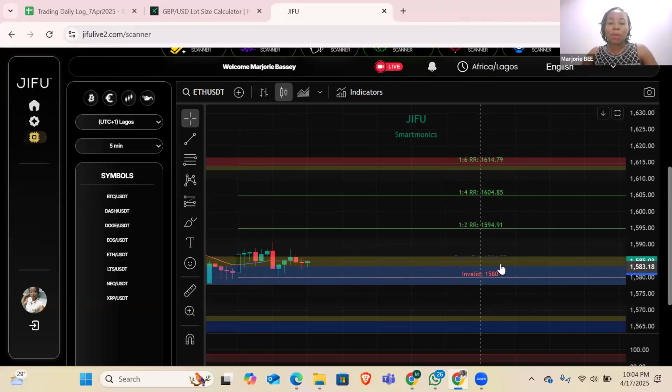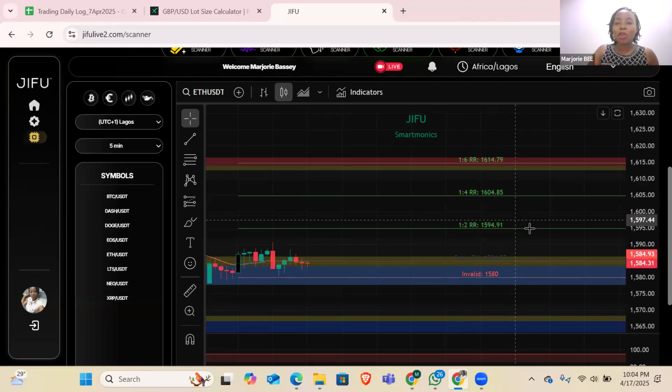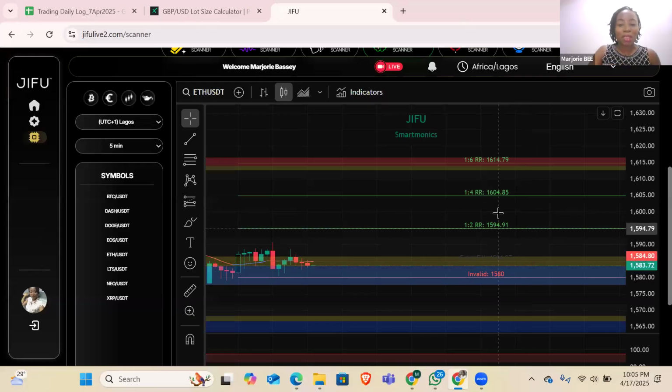So it's a buy trade, and you can see that the invalidation, or stop loss, shows as stop loss on your MT5, your MetaTrader 5. The invalidation is always in red on Smart Monies, and then these are your profit levels. Now, let me explain this profit level. You see 1 to 2 RR. RR means risk to reward. 1 to 4 RR, 1 to 6 RR. Now, risk to reward, this is what this number means.